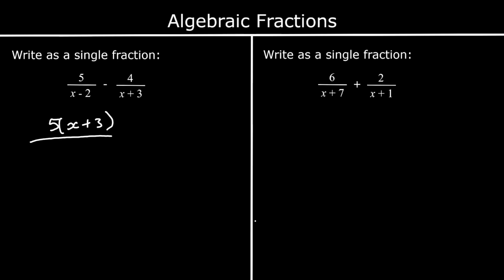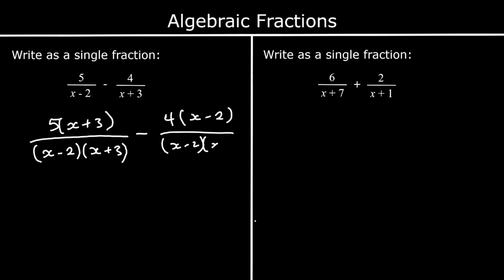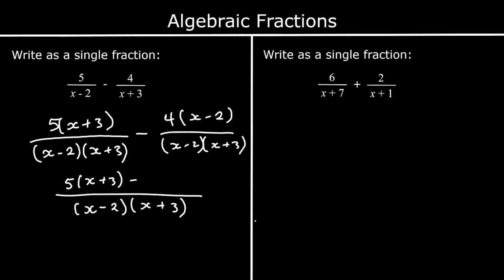So 5 times x plus 3 over x minus 2 times x plus 3, minus, timesing top and bottom by x minus 2, 4 times x minus 2 over x minus 2 times x plus 3. I can now write it as a single fraction because the denominators are the same. So it's all over x minus 2 times x plus 3. And the numerator, 5 times x plus 3, take away 4 times x minus 2.